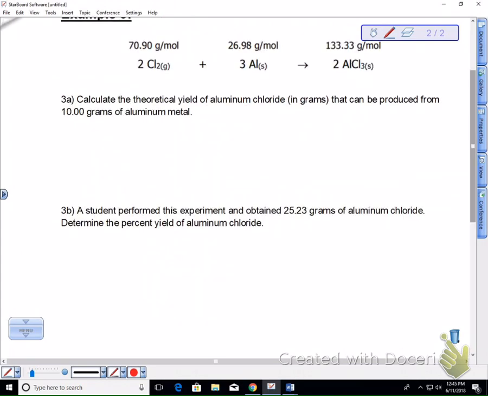All right, as we move now to example 3, I'm going to let you work through this one. It's not that much different than the previous problem, so it should be very easy for you to follow. But you've got a reaction here. The molar masses are given to you. Calculate the theoretical yield of aluminum chloride from 10 grams of aluminum in 3A. And then for part 3B, you're going to find that percent yield. So hit pause now. Work through this problem. When you come back, I'll have the answer posted for you and you can check your work.